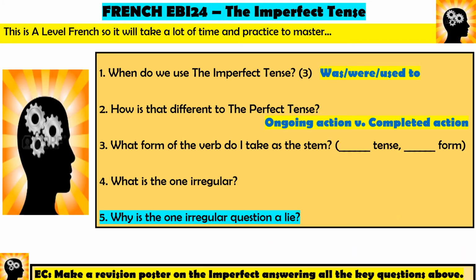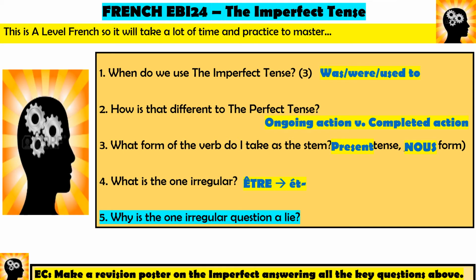Now for the tricky bit. For the stem, we take the present tense nous form, you get rid of the nous, you get rid of the ons. The one irregular is être, which changes to ét, and then remember we add on our endings, which is the same as the conditional: ais, ais, ait, ions, iez, aient.